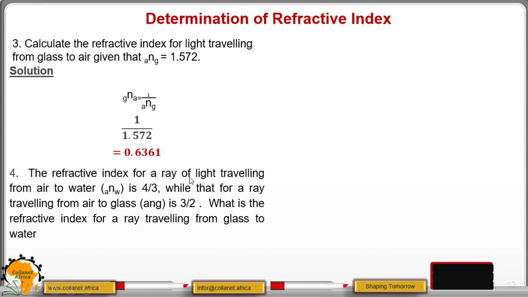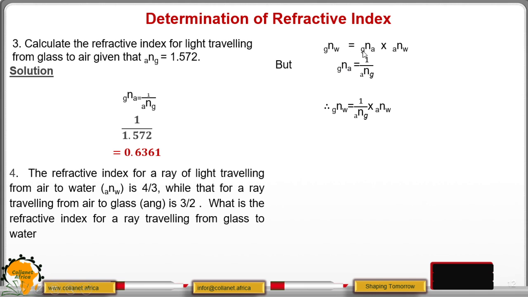The refractive index for a ray of light traveling from air to water is 4/3, while that for a ray that is traveling from air to glass is 3/2. What is the refractive index for a ray traveling from glass to water? We proceed as follows. Now, to get the refractive index of glass to water, we need to multiply the refractive index of glass to air by the refractive index of air to water. But we know that the refractive index of air with respect to glass is the reciprocal of the refractive index of glass with respect to air.